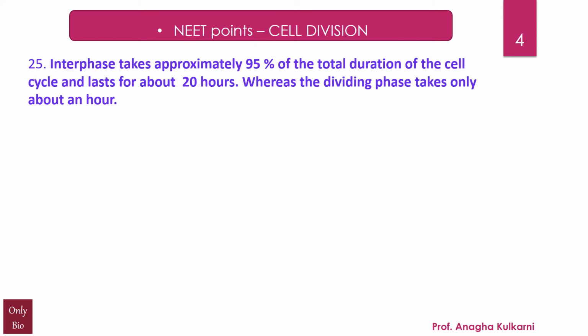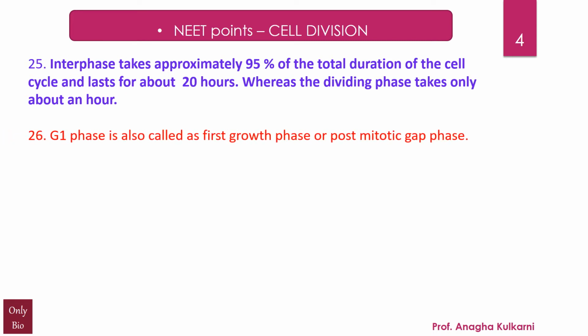The next point, interphase takes approximately 95% of the total duration of the cell cycle and it lasts for about 20 hours, whereas the dividing phase takes only about an hour. Next, G1 phase is also called the first growth phase or post-mitotic gap phase. At times, it is also called the pre-synthetic phase.